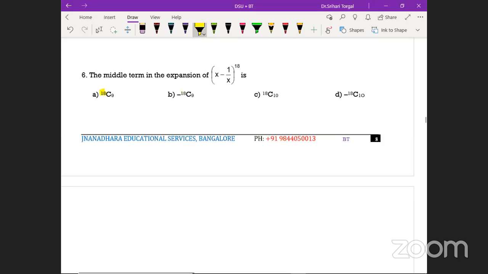18. Here also 18. Yeah, now we find out the middle term.